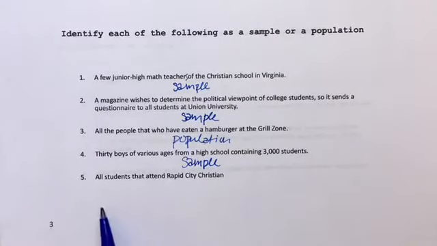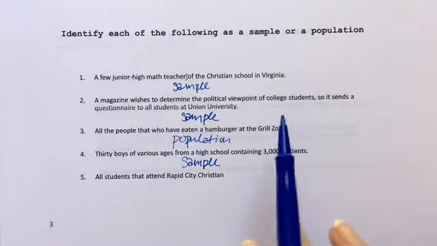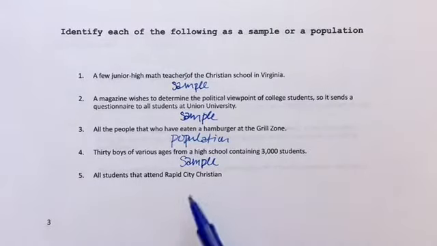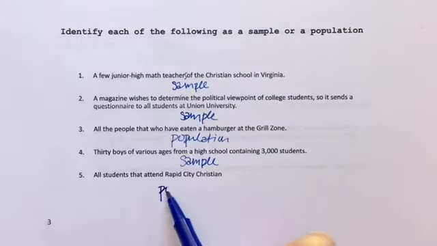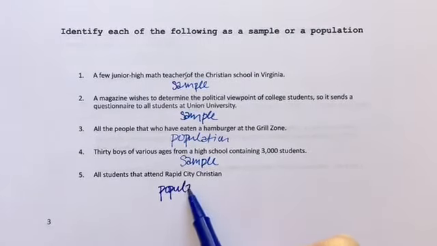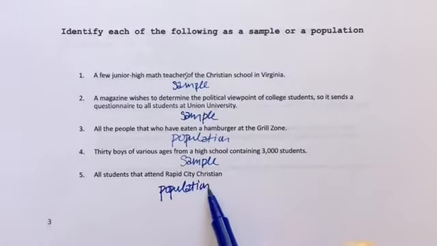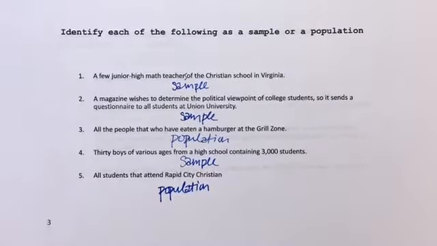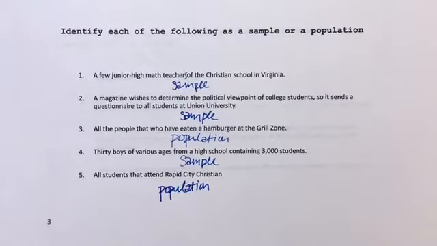All right, and number 5, all students that attend Rapid City Christian. Would that be a sample or a population? That would be a population. It represents the entire group of people. Now, could you say, well, that wouldn't be all the students from all Christian schools? No. And can a group be both a population and a sample depending on the study? Yes, but you'll notice they'll phrase it in a certain way to represent population or sample.